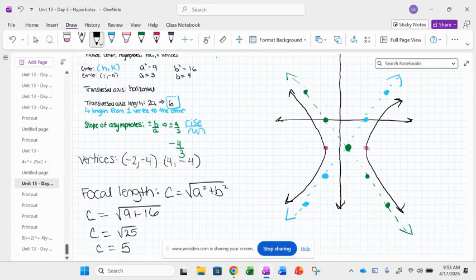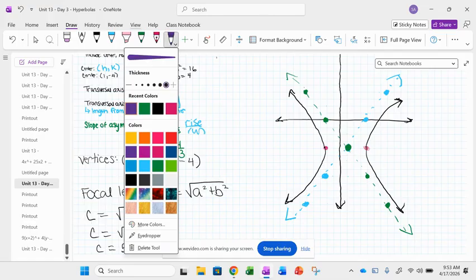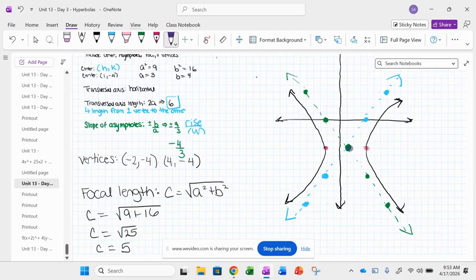Now, what this 5 represents is from the center to the foci, or from the foci to the center, is 5 units. And so we go back to the center point, and from the center, I'm going to add 5 units to the left. 1, 2, 3, 4, 5. And from the center point, I'm going to add 5 units to the right. 1, 2, 3, 4, 5. So this is like F1, F2.